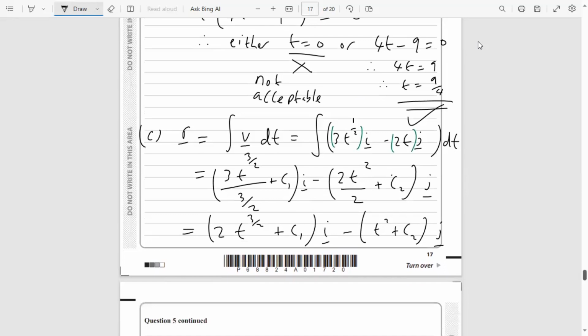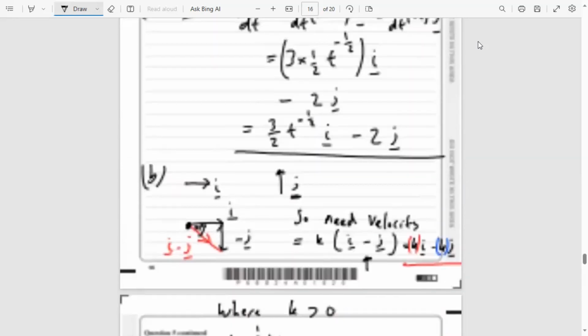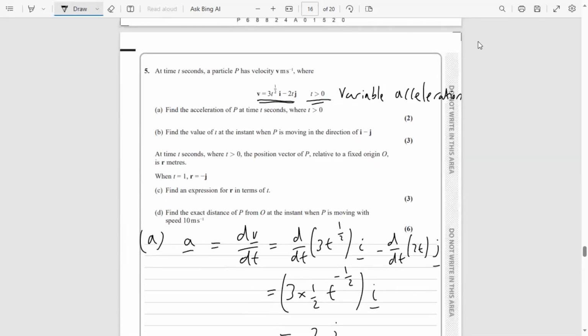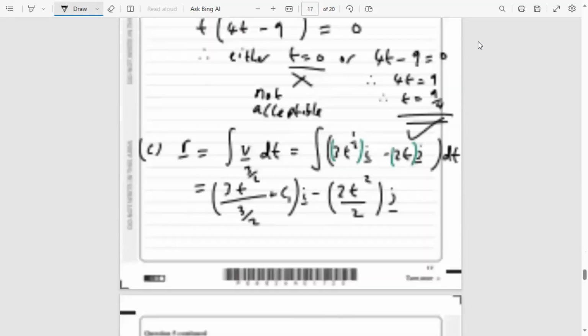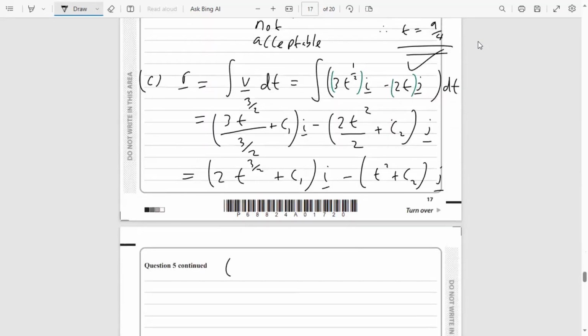Okay, so now this is where we've got to use the data to try and work out what this C1 and C2 is. So let's look at this data here. This piece of information helps us out. So when t is 1, r is equal to negative j. Okay, so when t is equal to 1, let's plug that into our formula for r. So r is going to be equal to, so plug in t equals 1.